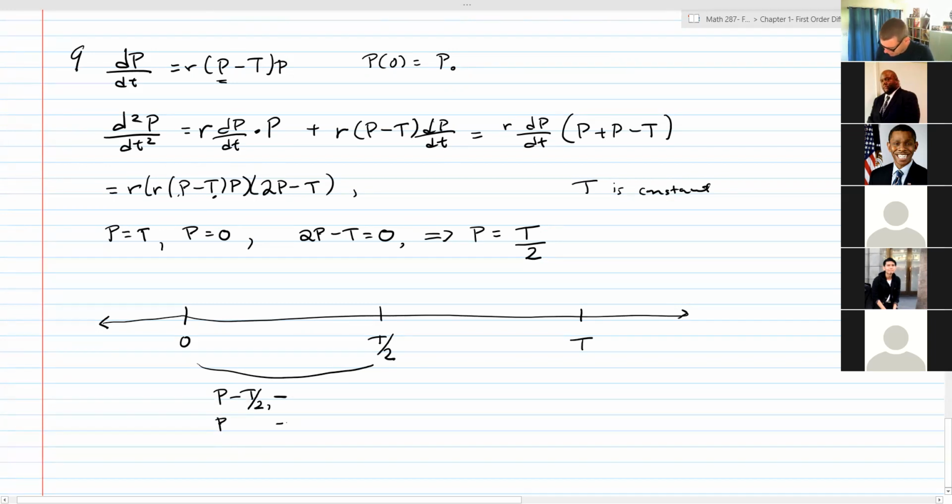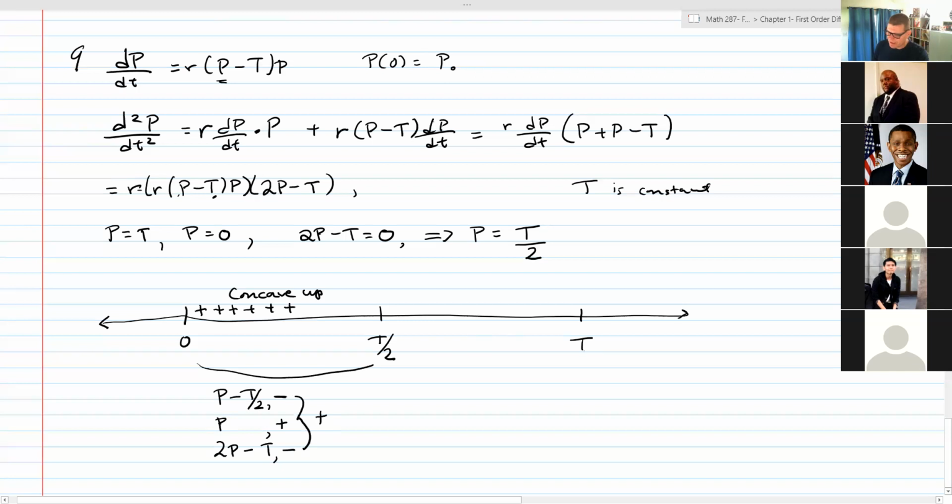P is positive, and 2p minus t is actually also negative. So that means that these are all positive. So my second derivative there is going to be concave up. They're all positive in that region, right? Because what you have is r is a constant, and then you have negative times a positive times a negative, and that's all positive.